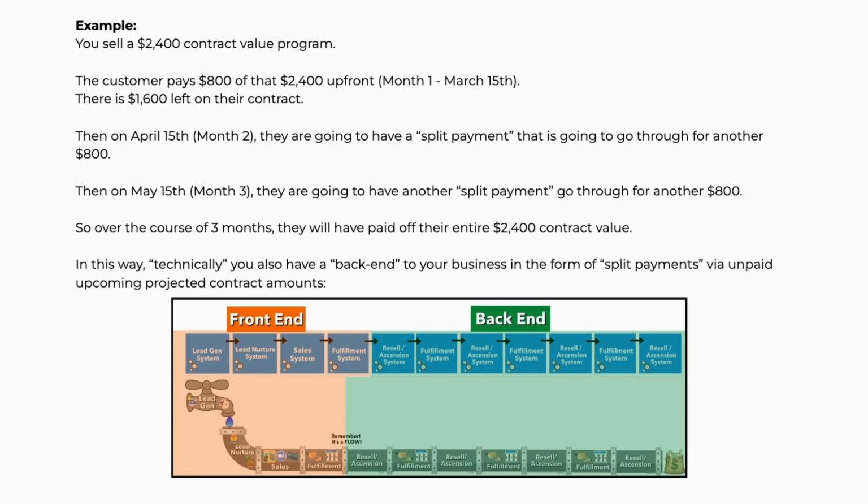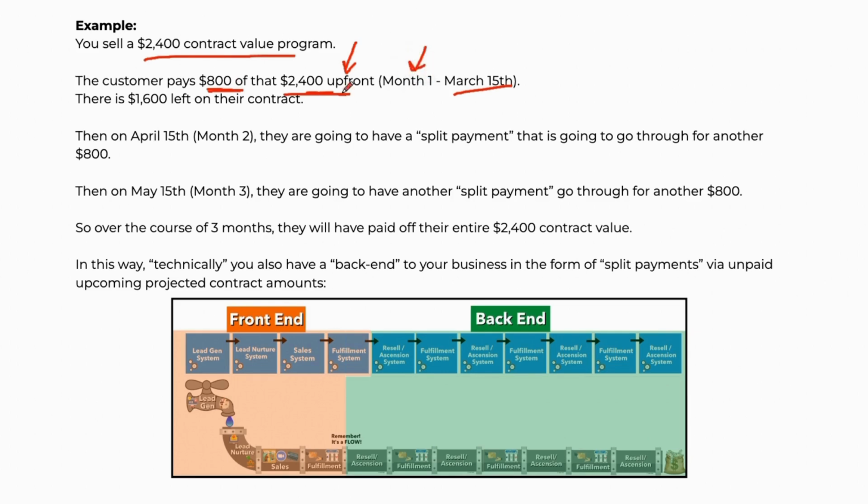So let's say a customer is going to do this $2,400 contract value program, but they're going to do a 3-pay. As you're going to learn in some of the verbiage later on, a 3-pay is basically where they split that contract up into 3 equal payments. So the customer is going to potentially pay $800 of that $2,400 upfront. Let's say the sales call and the strategy session all happen on March 15th. You collect that $800, you get them access to the program, you get them started. That is month number 1.